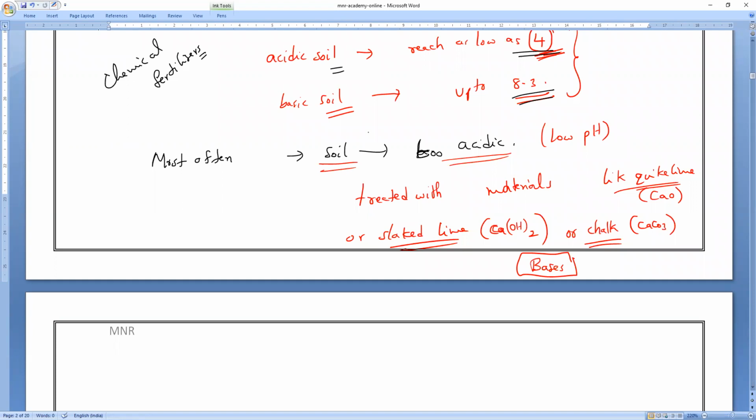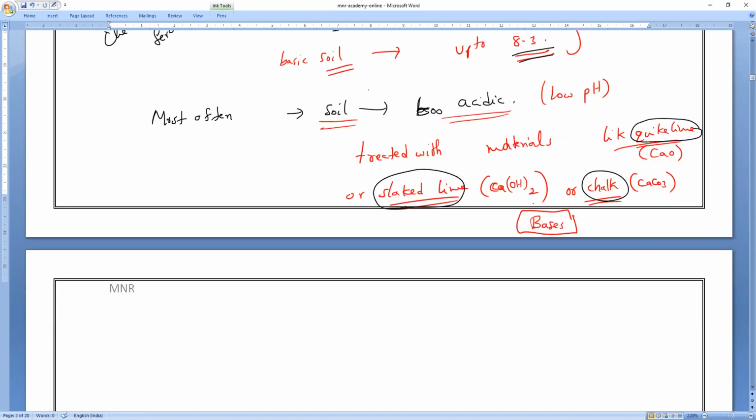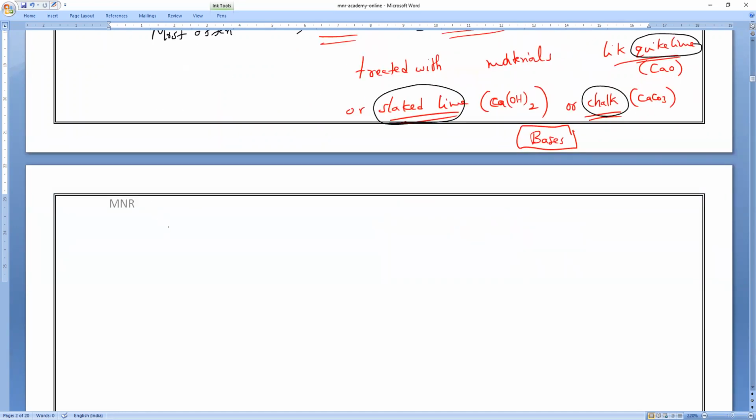So what substances do we have to add when the soil is too acidic? We have to add substances like bases, that is quicklime, slaked lime, as well as chalk. Now, however, the soil can be too basic, that is, pH up to 8.3, sometimes because of some chemical fertilizers or naturally. So the soil is too basic, or we can say alkaline. To neutralize it, do we have to use acid or base?